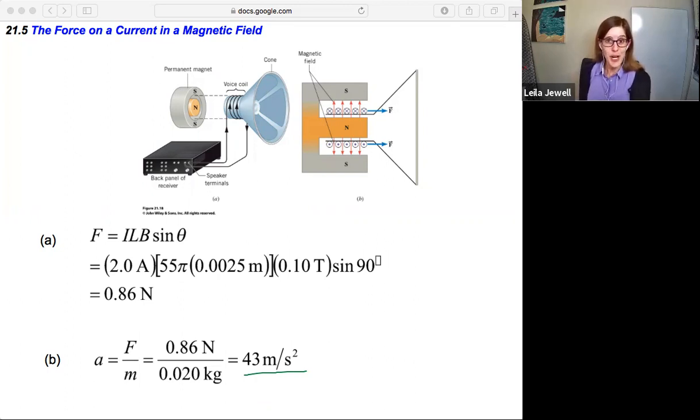That is pretty hopping. That's quick. So your little speaker is putting out quite a bit of acceleration to be able to bump the tunes that you hear. So you should appreciate that.